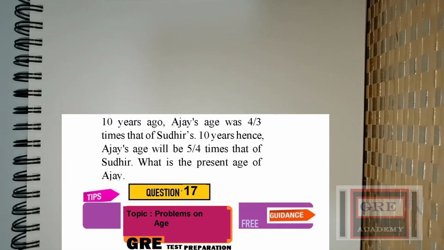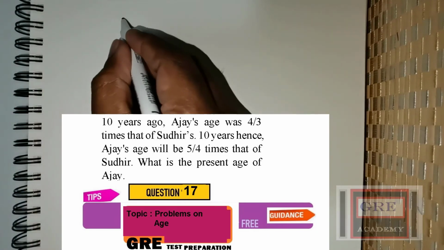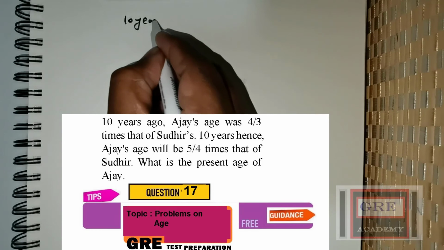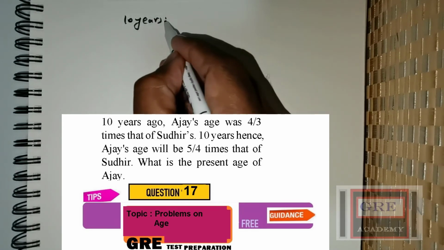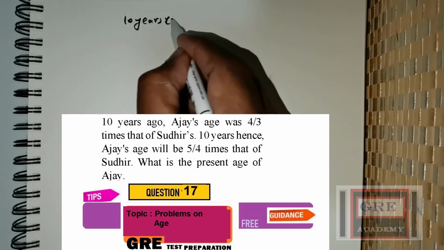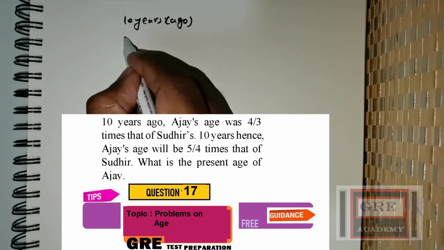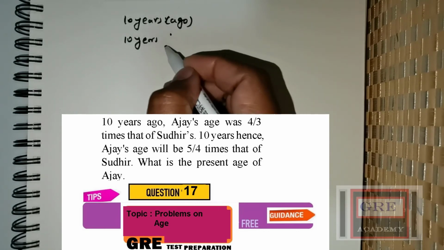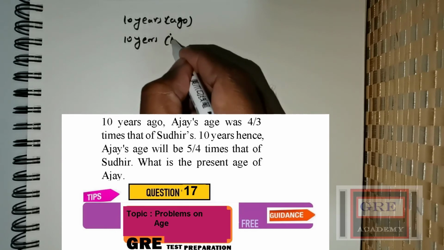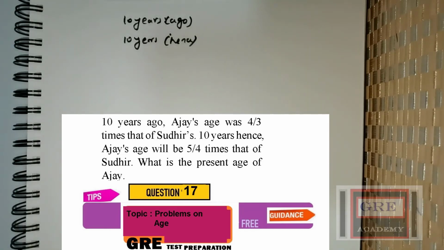Students were given this question. 10 years ago, Ajay's age was 4 over 3 times the age of Sudhir. So this is 10 years ago. Okay, so let us write that statement. And 10 years later, 10 years hence, Ajay's age will be 5 over 4 times the age of Sudhir.